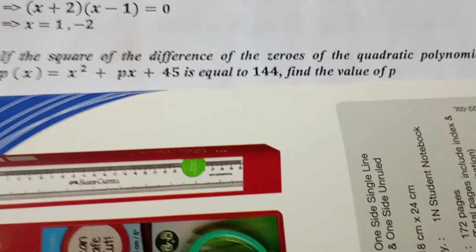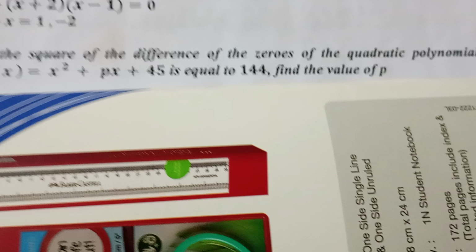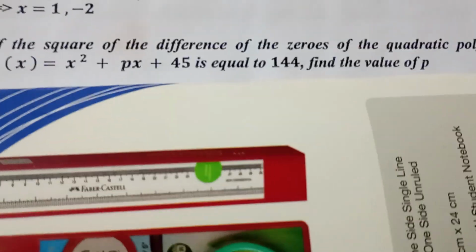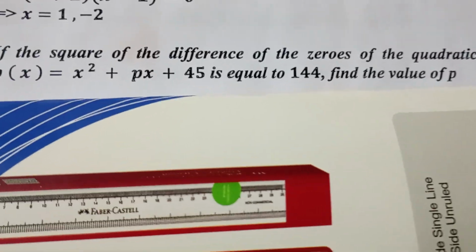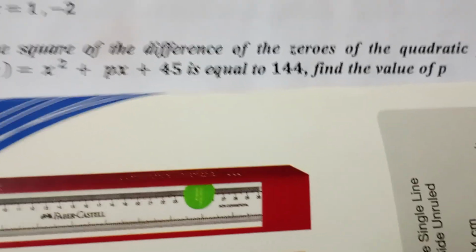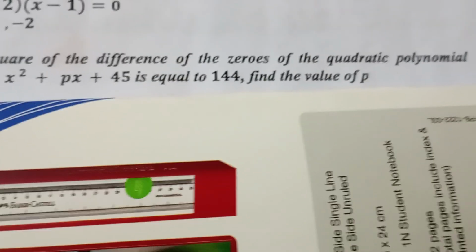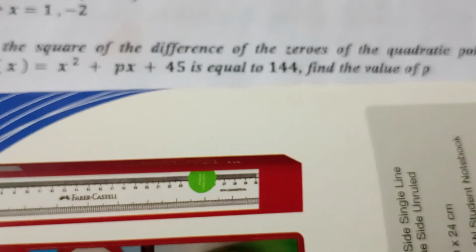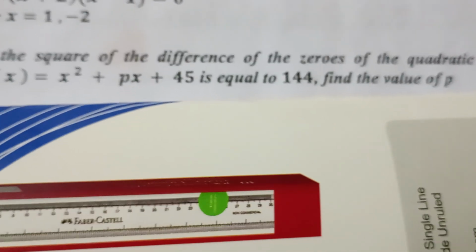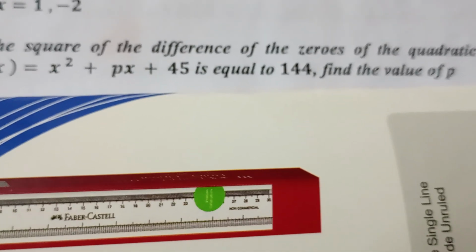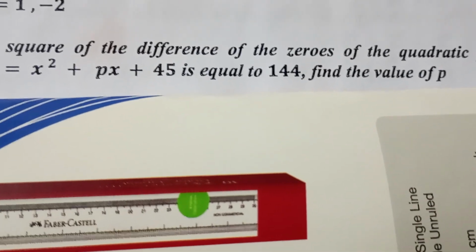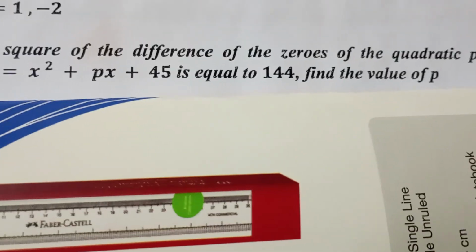Here is a question for the 10th standard CBSE mathematics on the topic polynomials. Here is the question. If the square of the difference of the zeros of the quadratic polynomial p of x is equal to x squared plus px plus 45 is equal to 144, find the value of p.